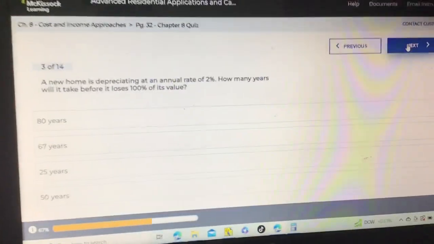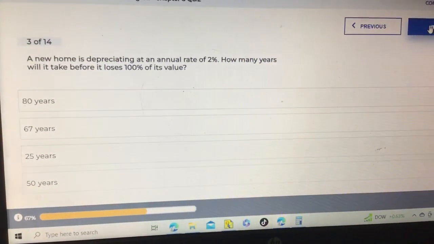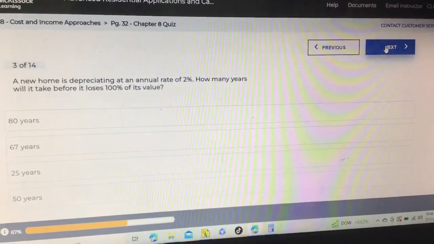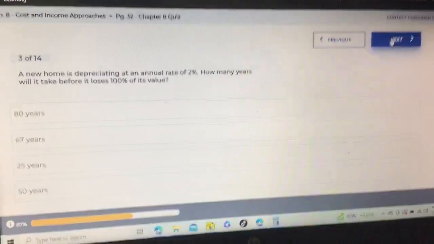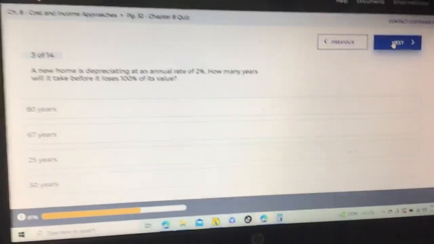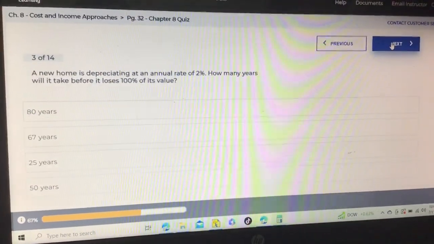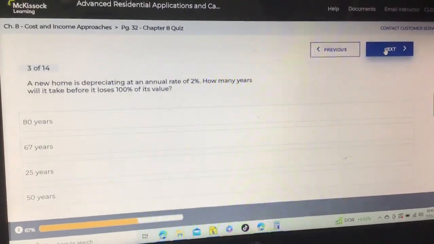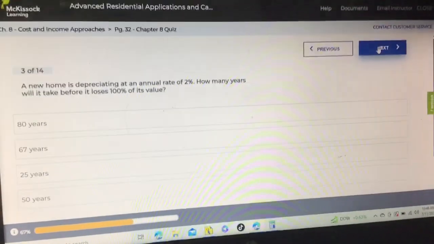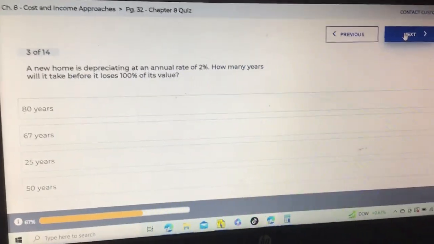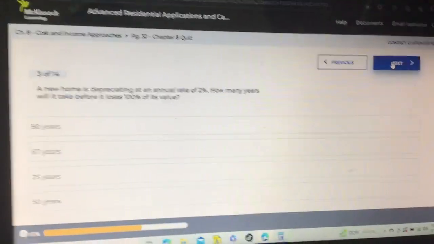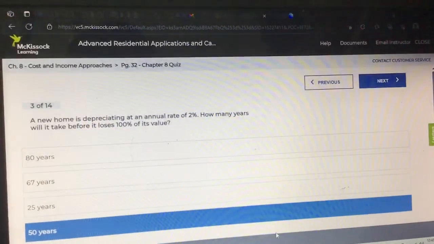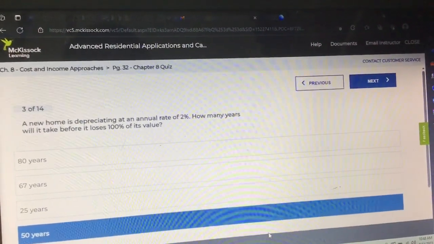Number 3. A new home is depreciating at an annual rate of 2%. How many years will it take before it loses 100% of its value? A, 80 years, B, 67 years, C, 25 years, D, 50 years. Okay, we did this one before and I learned the formula from it. The answer is D, 50 years. It's a very basic formula. You just take 100% and divide it by 2, which equals 50.